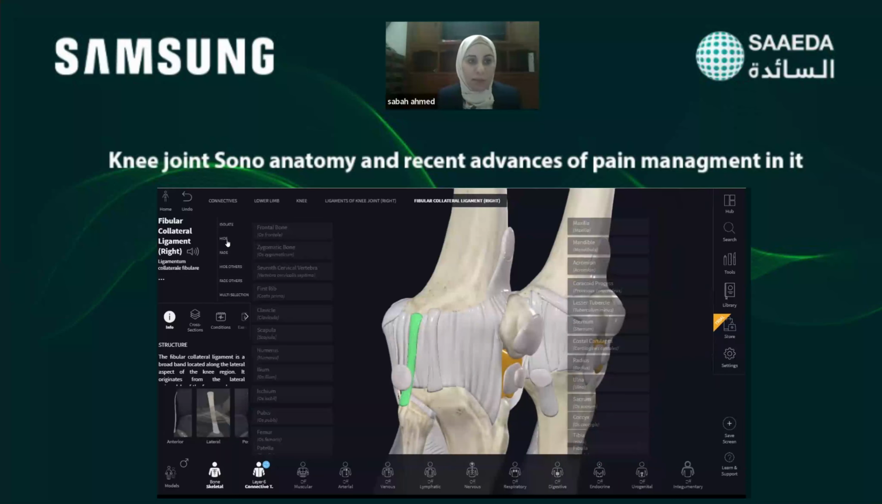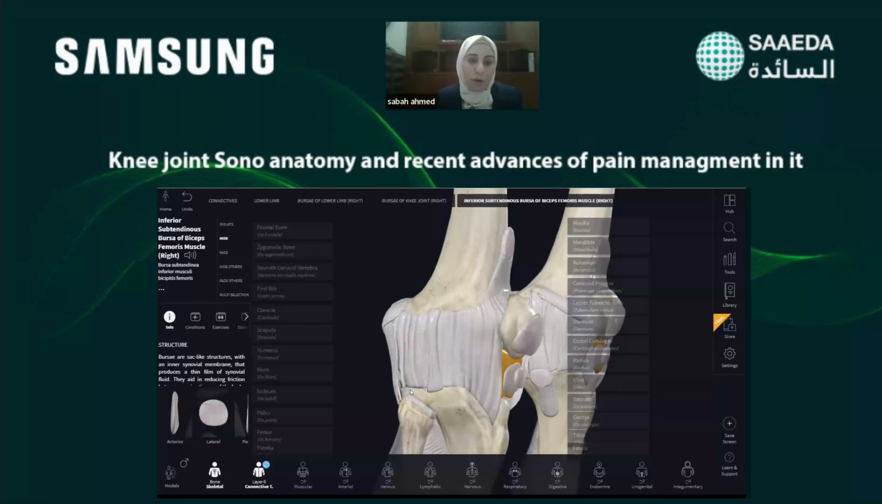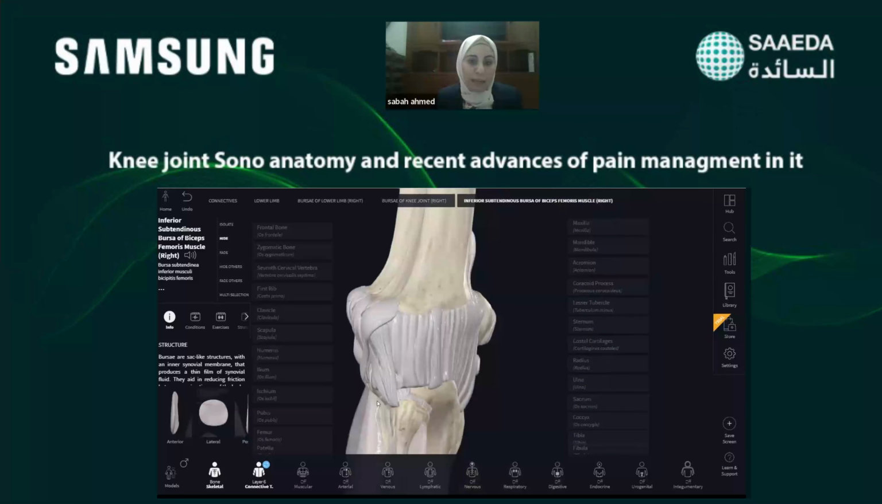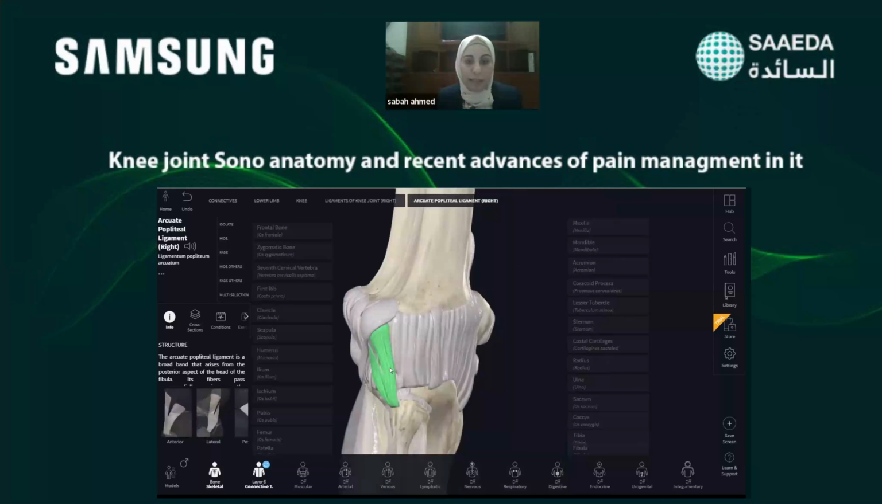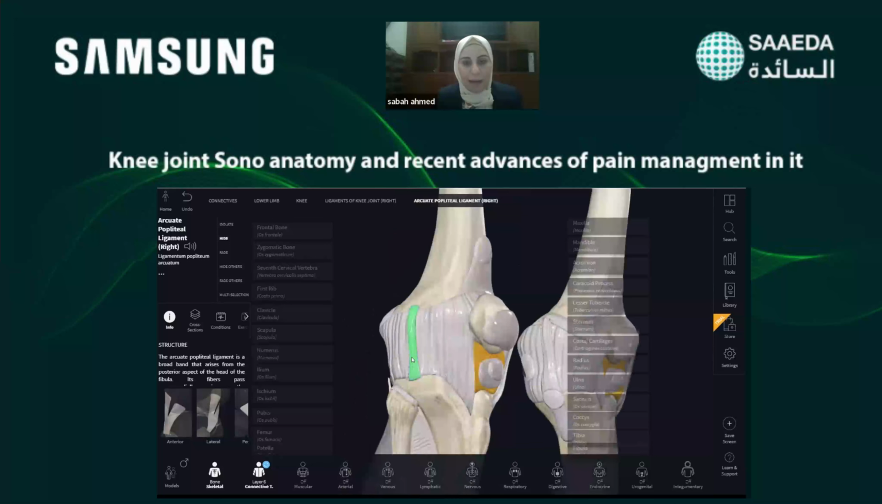So if I remove this with its related bursa, if we go posteriorly, we have an important ligament here, which is connected to the upper part of the fibula, the anterior and posterior band of the arcuate ligament. So this is the anterior band and this is the posterior band of the arcuate ligament. This ligament is not seen well by ultrasound. It is the anterolateral fibular ligament, but it is not so important.